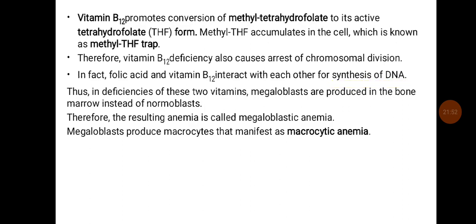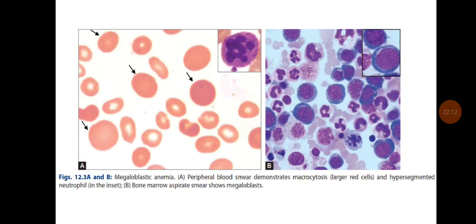Thus in deficiencies of these two vitamins, megaloblasts are produced in the bone marrow instead of normoblasts, resulting in anemia called megaloblastic anemia. They are macrocytes, so it is also known as macrocytic anemia. These are the diagrams of macrocytes in folate or vitamin B12 deficiency.